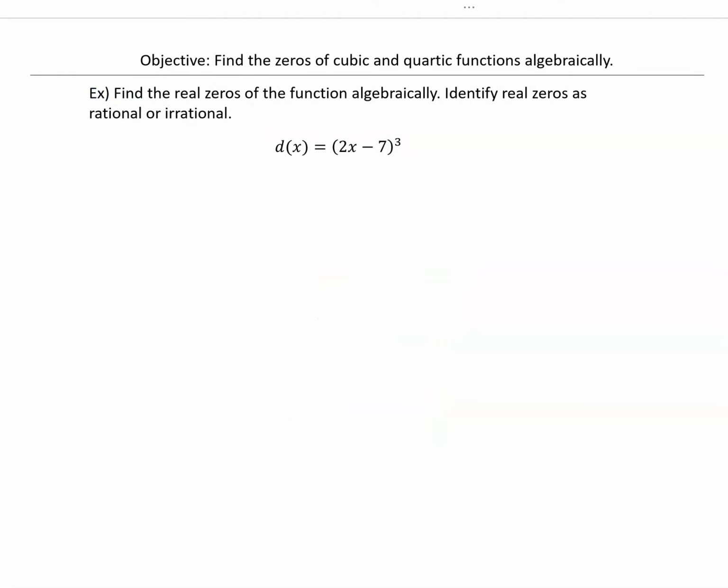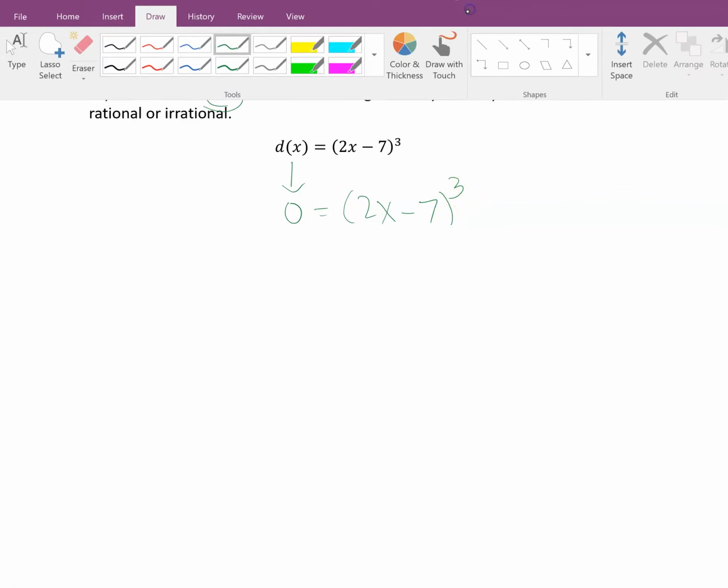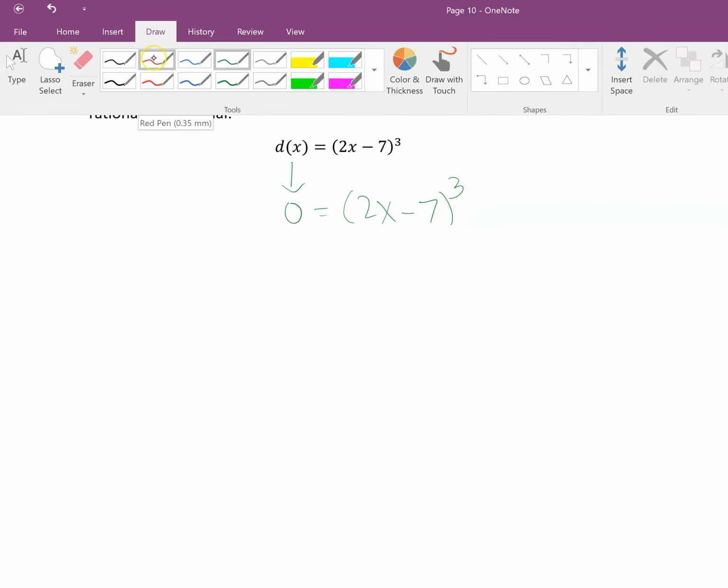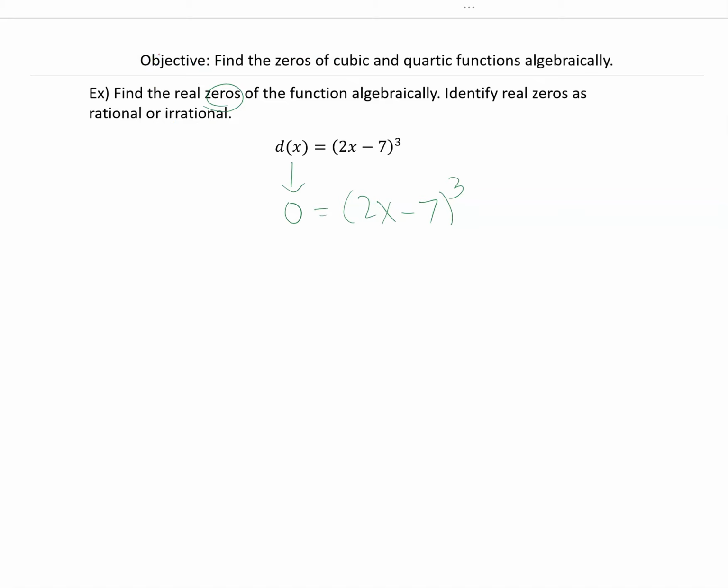All right, let's take a look at this one. So in this problem, we are looking at d of x, another power of 3, so another cubic. d of x would be 0 to find the 0 of the function. And this time, all we would do is start by undoing our power of 3, because it's the thing on the outside. There's no addition, subtraction, or multiplication on the outside. So we're going to take the cube root of 0 and the cube root of our quantity cubed.